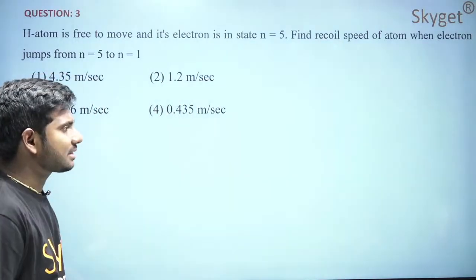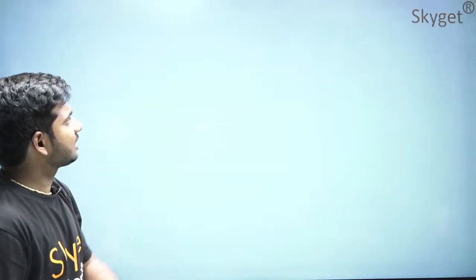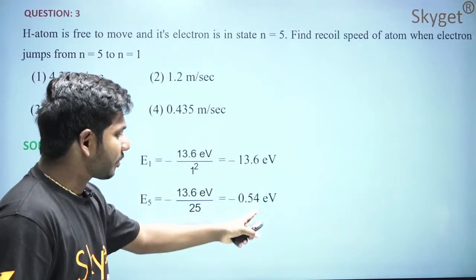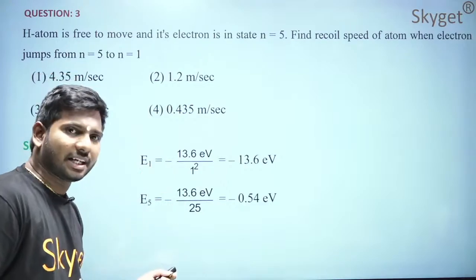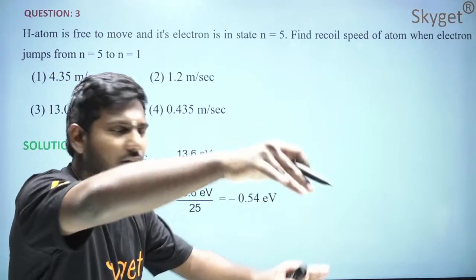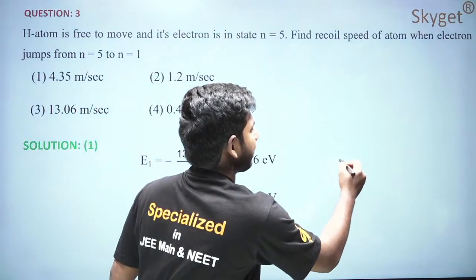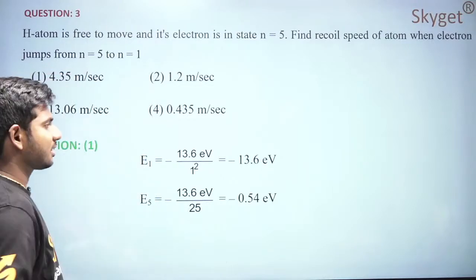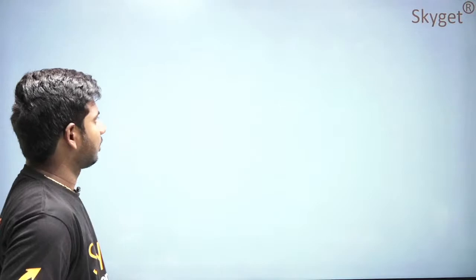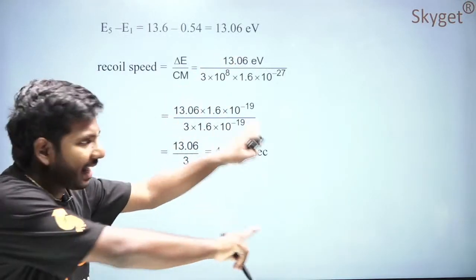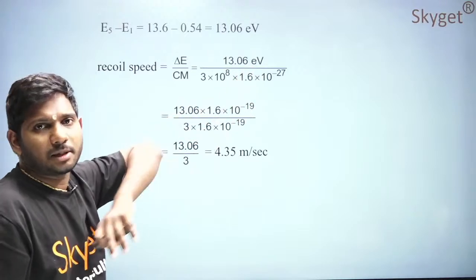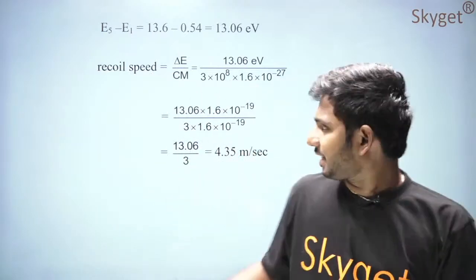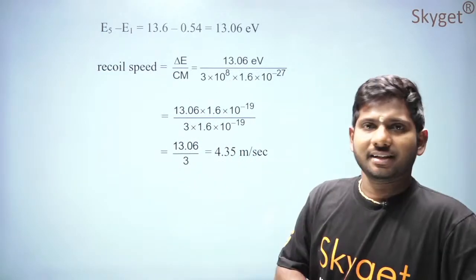So you can simplify these answers. The difference in energy is 13.6 minus 0.54, which is the fifth orbit energy. That I simplified as 13.6 into 1 minus 1 by 25, that is 24 by 25 times 13.6. This value by mc is the derived formula. Mass of the atom is 1.6 into 10 power minus 27, velocity of light is 3 into 10 power 8. If you substitute, you will get the answer similar to 4.35 meter per second.